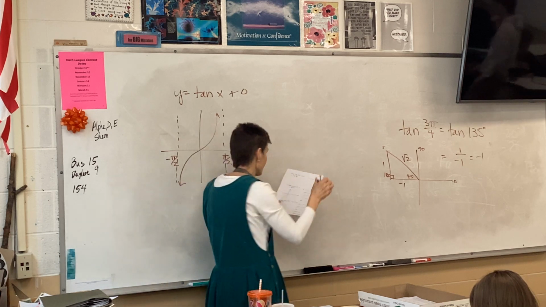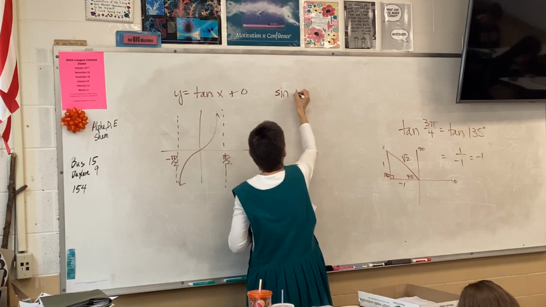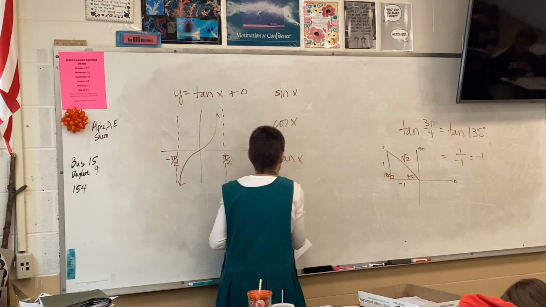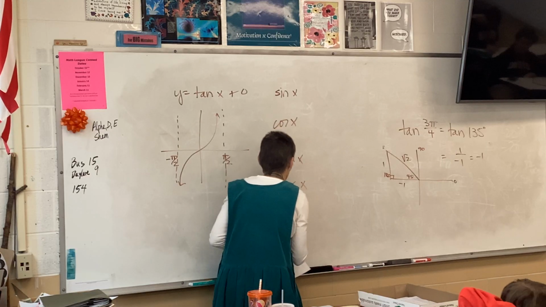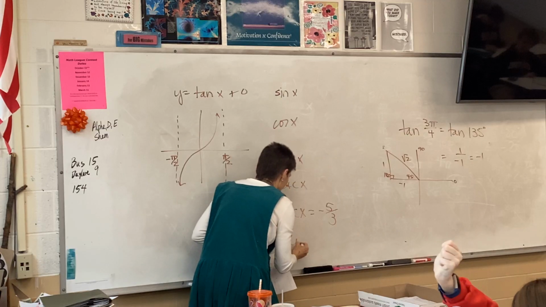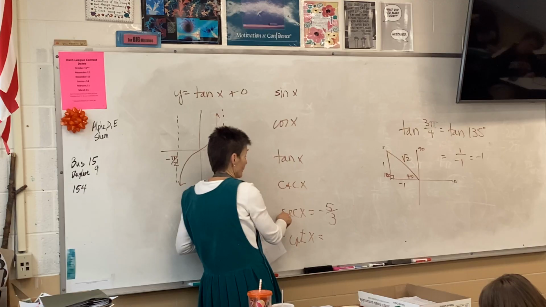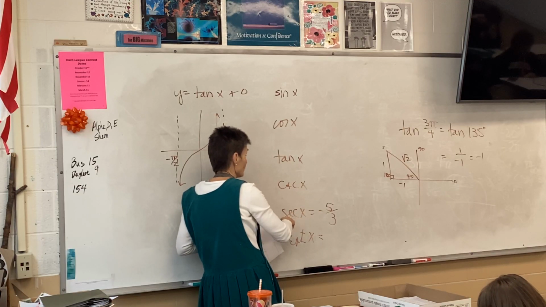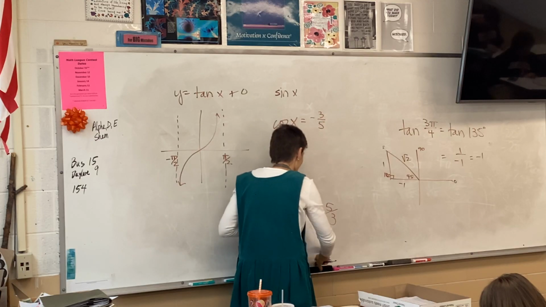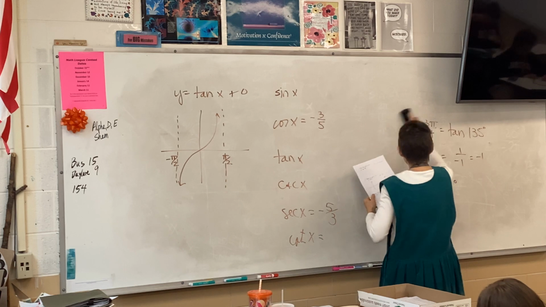Given secant is negative 5/3, find all the rest of them. All right, so we're finding all of this. Secant is negative 5/3. If secant is negative 5/3, then cosine has to be negative 3/5. That is right. Now, what are they telling me?